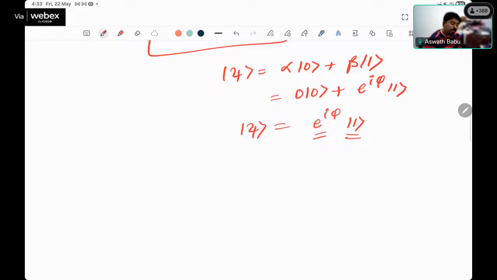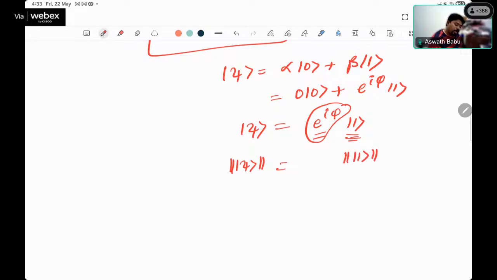Please remember, this is a single qubit state. For a single qubit state, the phase is not going to matter. Because if you take the probability amplitude and then the probability, what is the probability? Probability is a norm, the absolute square. What is this?